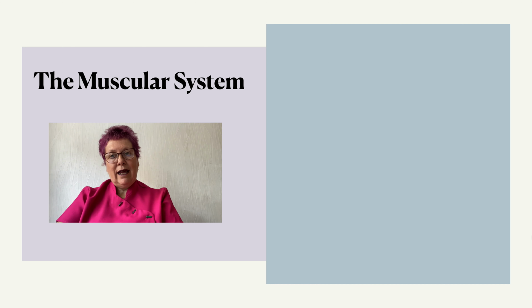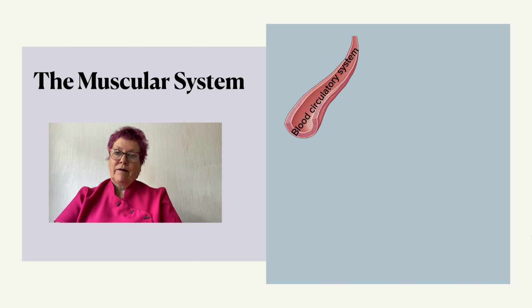Let's start by looking at the muscular system. Any thoughts on what other body systems might interact with the muscular system? Well, for starters, we've got the blood circulatory system. What's the connection here? Well, think about the blood vessels. They comprise smooth muscle tissue.